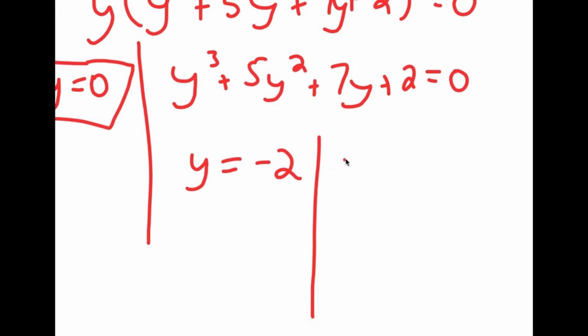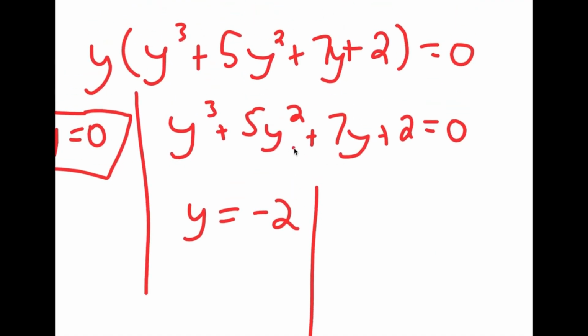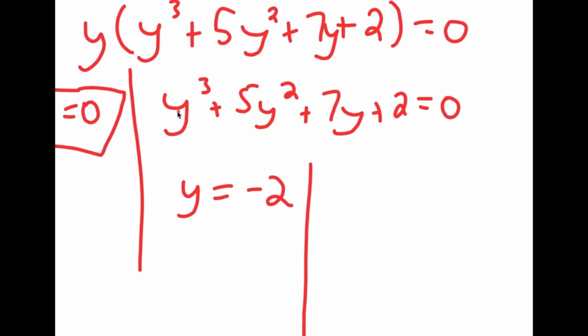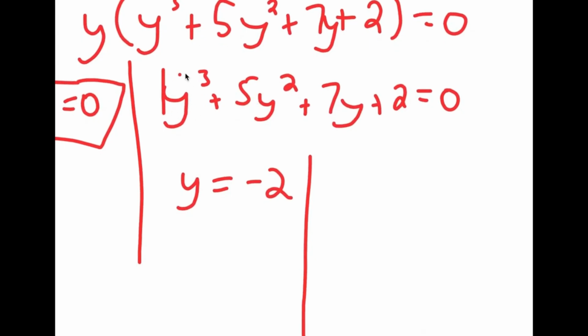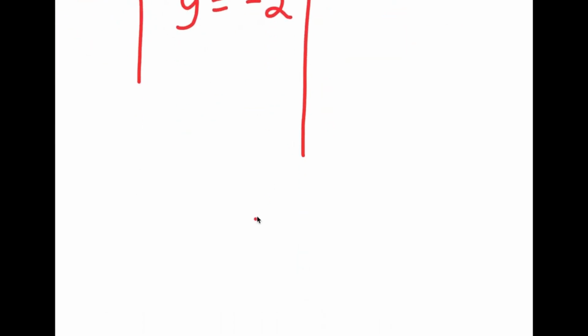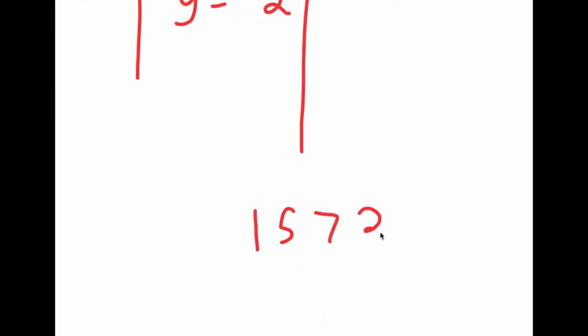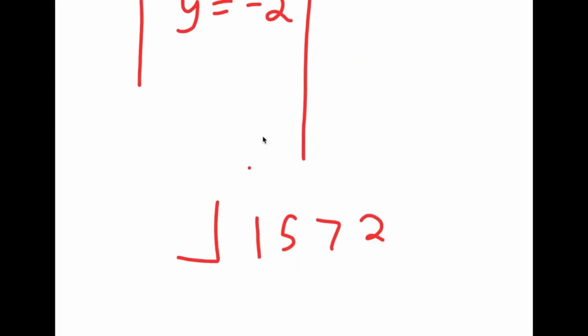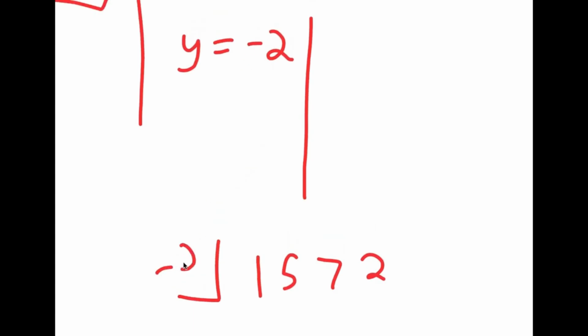what we're going to do is we're going to use synthetic division to find the remaining solutions. So how we do synthetic division, if you guys already didn't know, is we look at the coefficients of our terms. So we have 1, 5, 7, and 2, and we write that here, 1, 5, 7, 2.